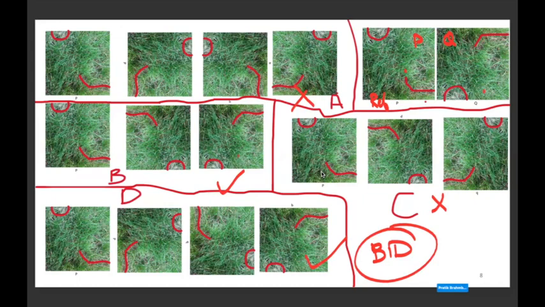In A, the Q image is not coming out. Here in B it is happening. In C it is also not happening, and in D it is happening. So the correct answer is B and D. Okay.